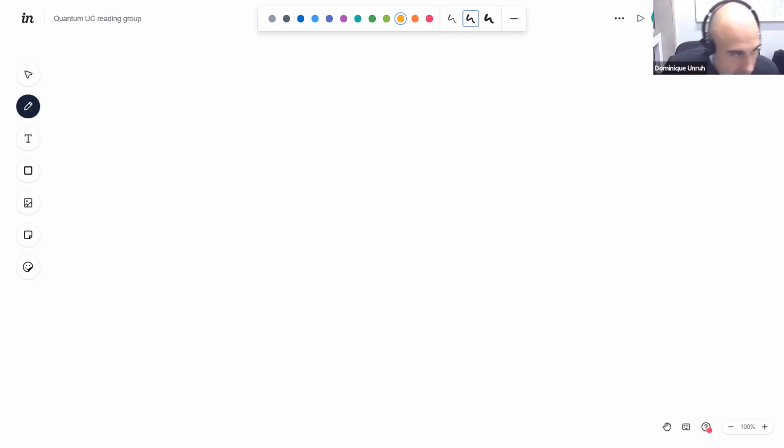So let me first start by talking about quantum UC. Okay, I have to solve a little problem. The bar that has the zoom options is over the bar that has the pen selection options. Okay, I got rid of it. Perfect.